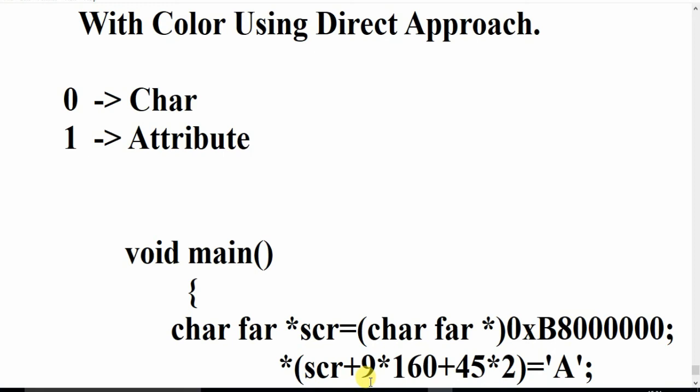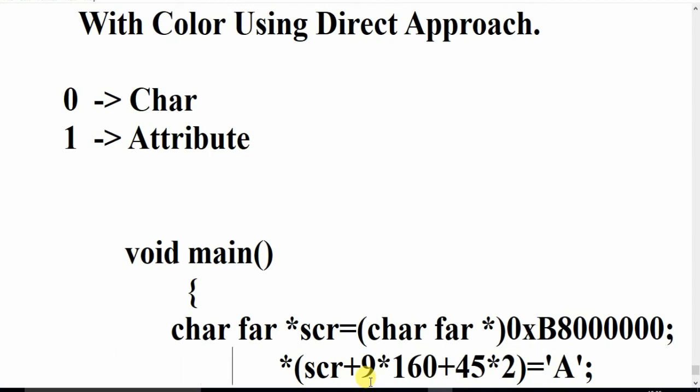Like this, in one row, how many characters can you write? 80 characters. 80 characters are nothing but 80 columns. 80 columns occupy 80 into 2, which is 160 bytes. One column is 2 bytes, one character is 2 bytes, and one row is 160 bytes.